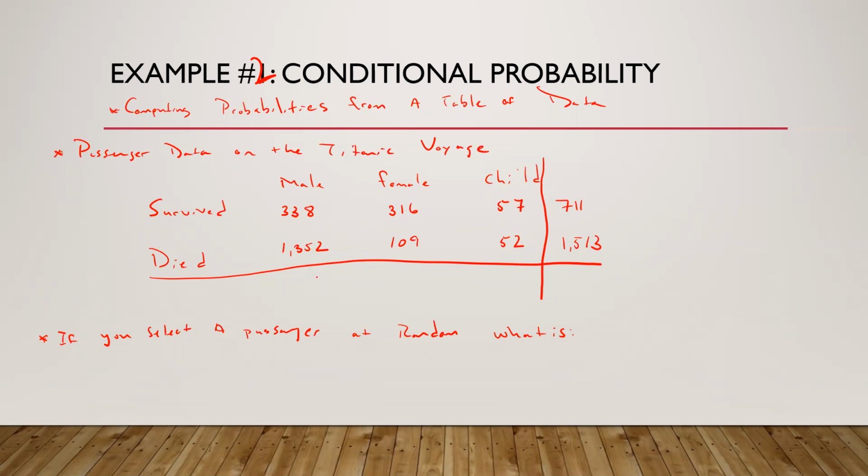The number of male passengers on the Titanic was 1,690. The number of female passengers was 425. And the number of children on the Titanic, there were 109 children. So for the total number of passengers, you can add these two numbers, or you could add these three numbers. And it looked like there were 2,224 total passengers on the Titanic.